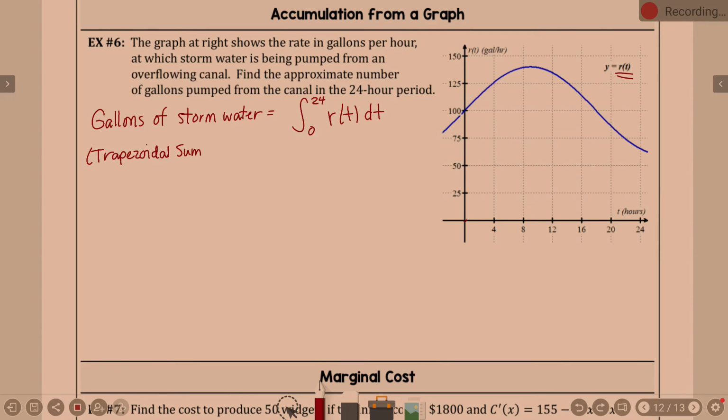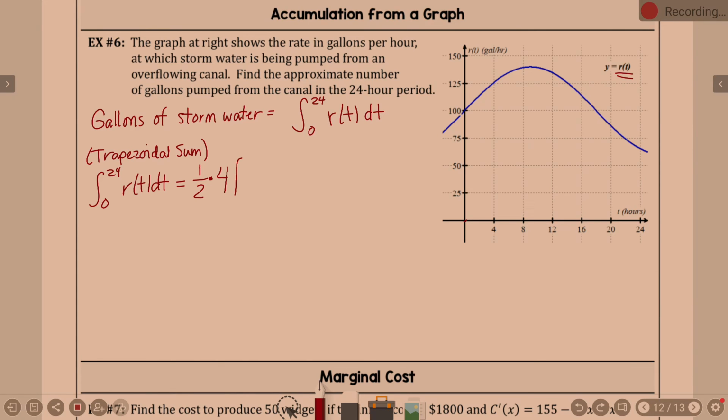So, one practice wasn't enough today. We're going to do this trapezoidal sum. This is going to be the integral from 0 to 24 of R of t dt, and we're doing a 1/2. What would be a good width of interval to use? 4, because we have every 4 marked, yes? So I'm going to do a distance of 4.